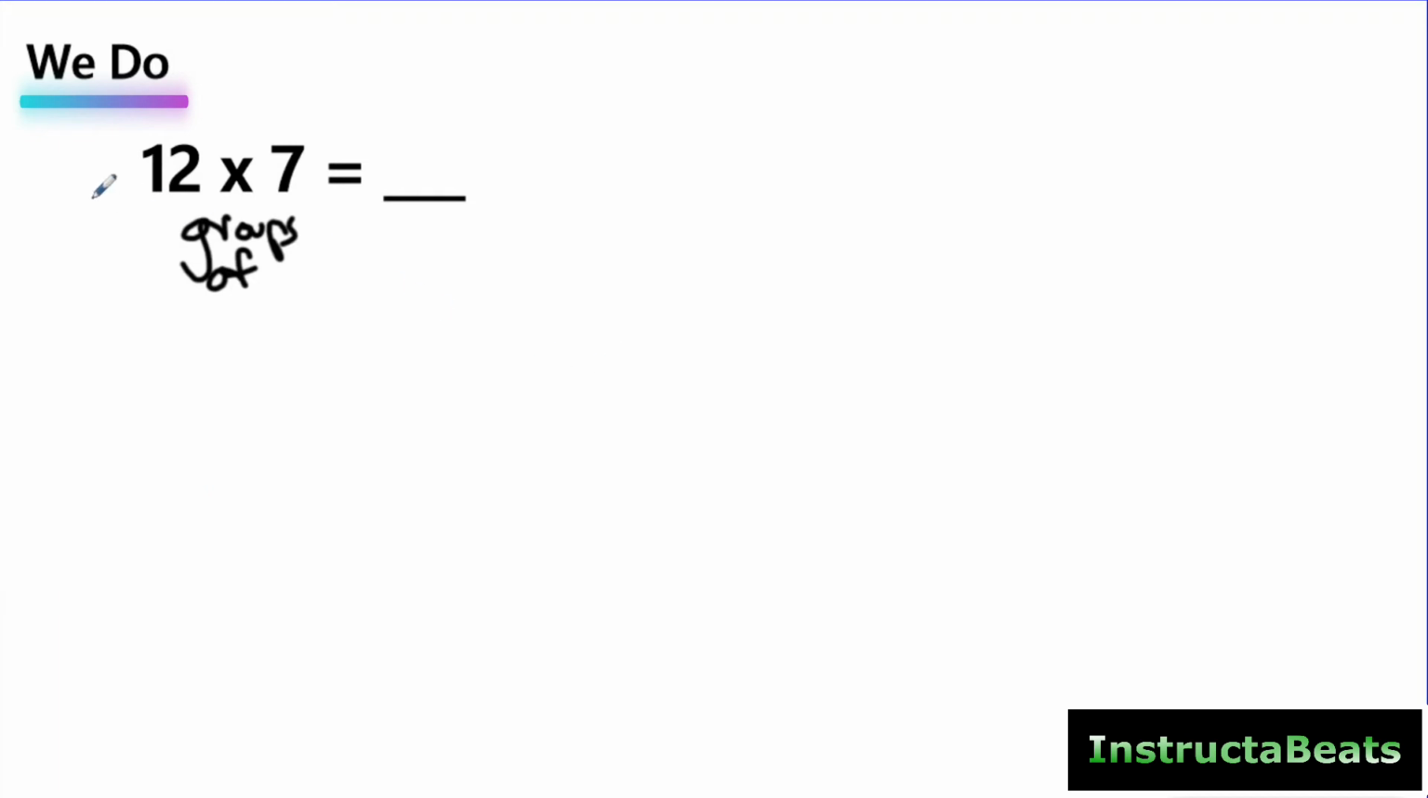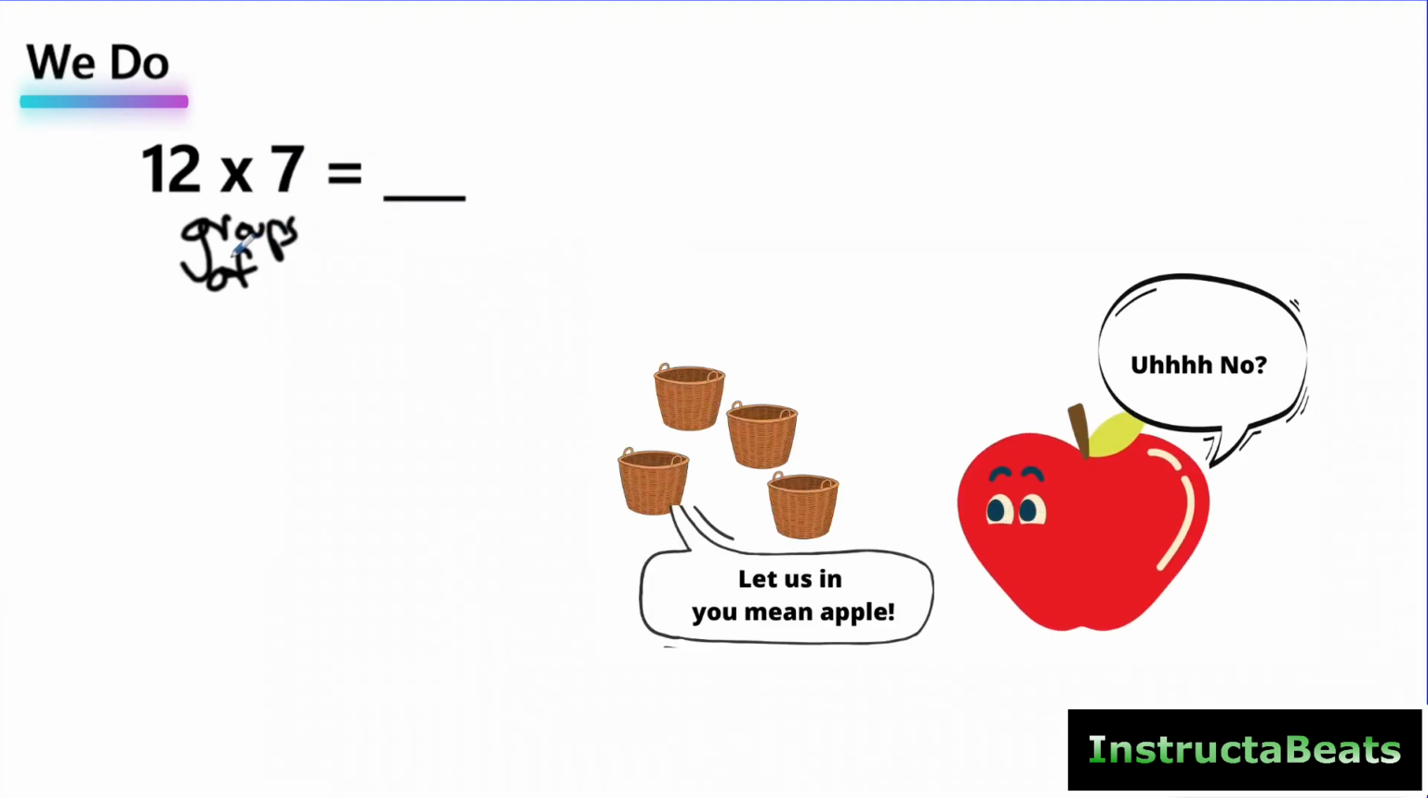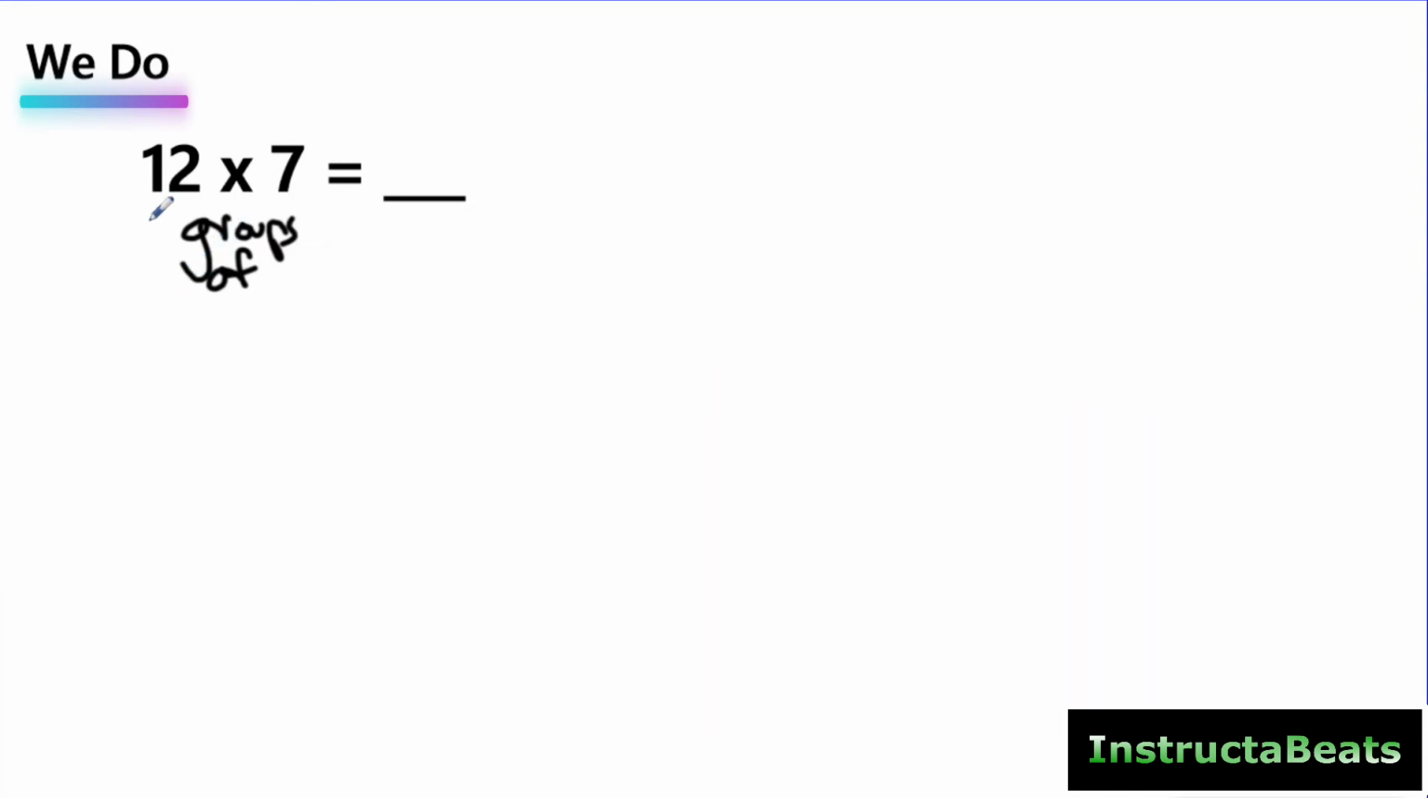So let's say again, let's use baskets and apples. If we had 12 baskets with 7 apples in each, we can't flip that then and say we have 7 apples with 12 baskets in each, because baskets aren't in apples, right? That doesn't make sense. Now, again, commutative property tells us that 12 times 7 and 7 times 12 are going to be the same thing, right? But we know as we model this, we want to model the multiplication equation correctly. So we're going to have 12 groups with 7 in each.